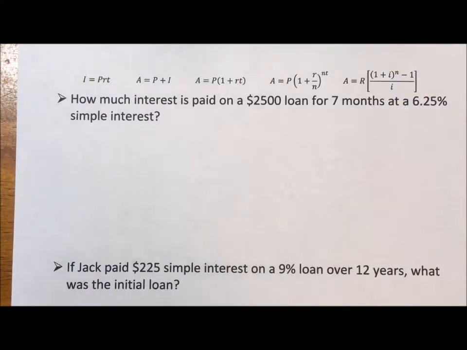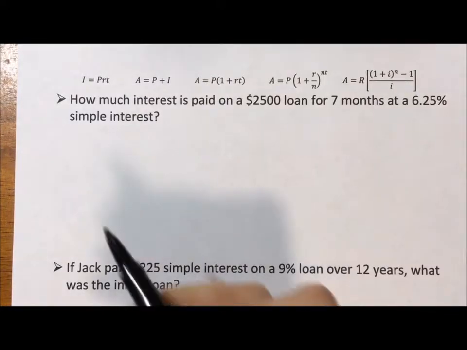I'm doing a series of videos today on interest and finance. I have a few examples of simple interest, and I'm just going to play around with the different formulas. It says how much interest is paid on a $2,500 loan for 7 months at 6.25% simple interest.